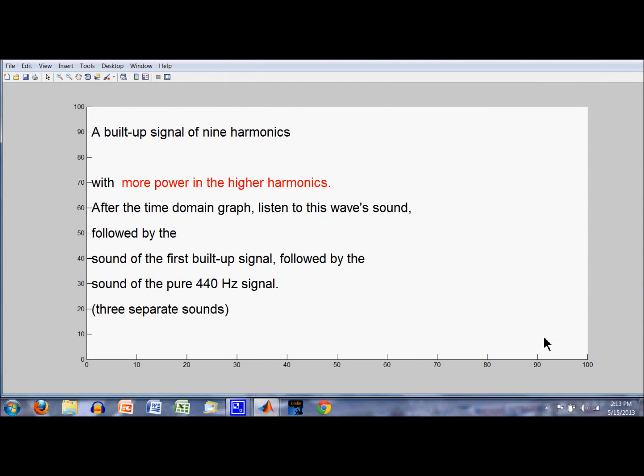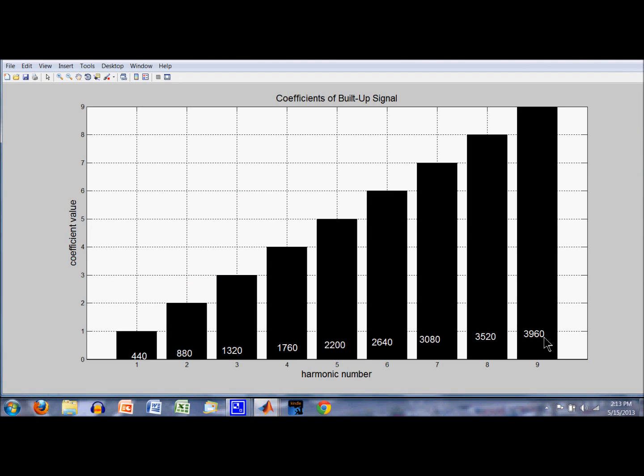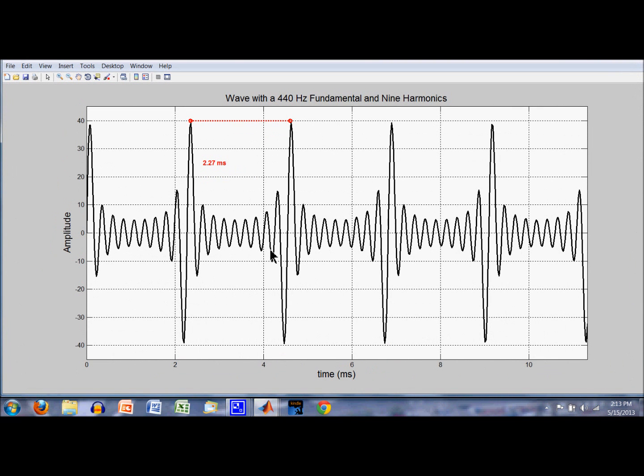Okay, now one more signal. This signal is going to be just the converse of the other one. We're going to start out with a small component at 440 hertz, and then we're going to increase linearly the strength of each of these harmonics up to the 9th harmonic. Here's the picture of the wave, a little bit different than the previous one, but again we have a dominant period at 2.27 milliseconds.